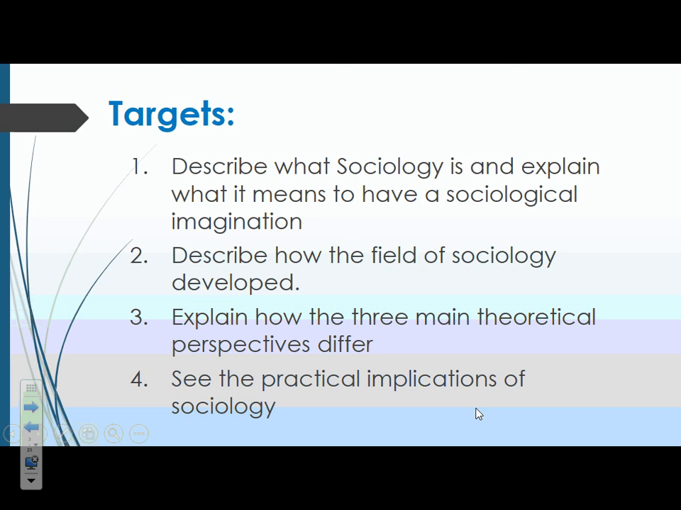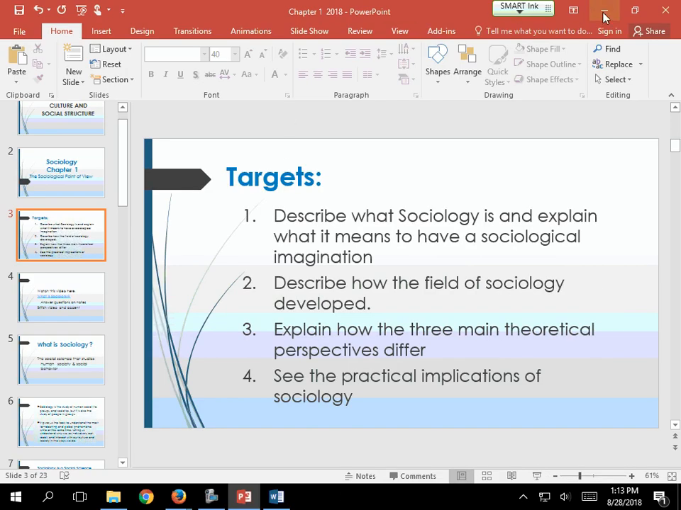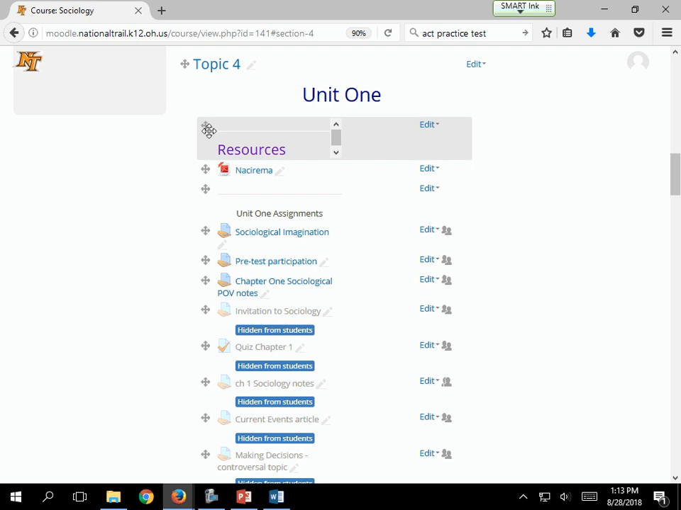On Moodle you're going to find your notes. So it's under, I'll show this to you here. You'll find it under Sociology, Topic 4. And you should see right there, Chapter 1, Sociological POV Notes. This is sociological point of view. Click on that.